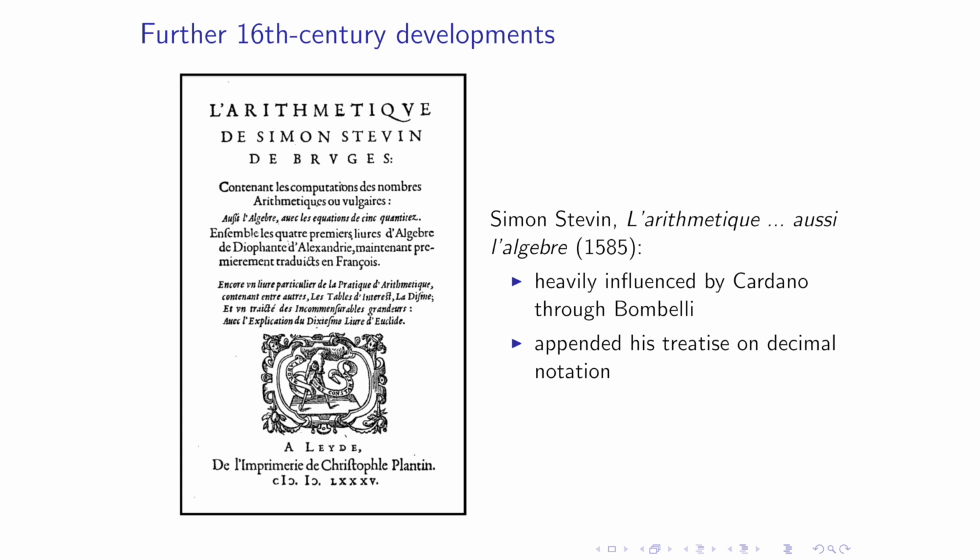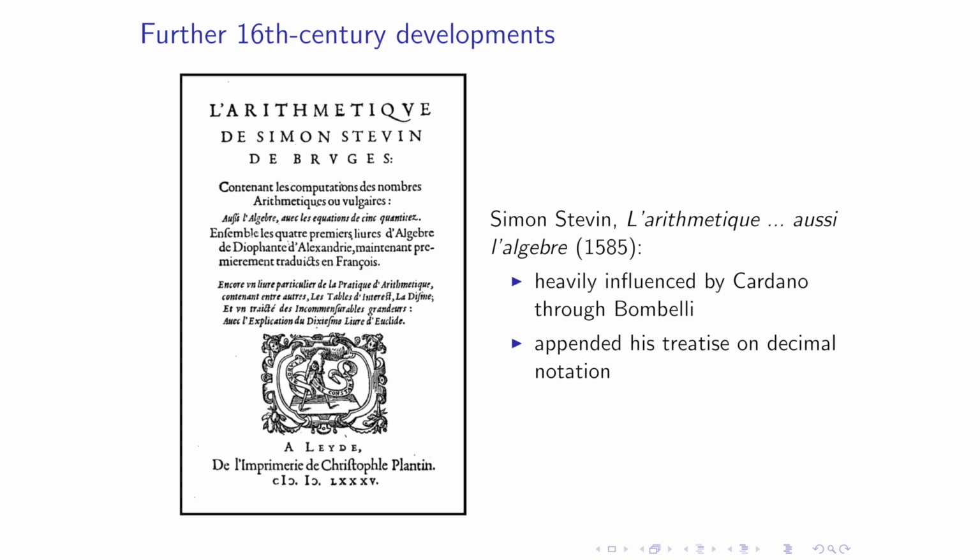Around a similar time, we also have Simon Stevin, which is a name that might be familiar to you because he tends to be remembered as the person who gave us the system of decimal fractions that we now use. And so he produced this text on arithmetic and algebra. It's got Al-Khwarizmi's rules in it. It's got some digested version of Cardano's and Ferrari's rules. And at the end, as an appendix, he puts his treatise on decimal notation. And so this is where that starts to spread from.